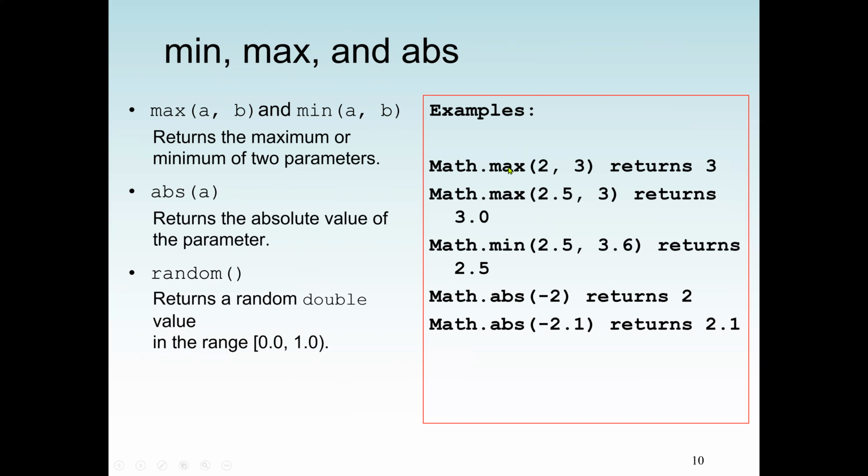So we are using max. Again, we start with the Math class first, dot max 2.3, so it will return 3. Math.max 2.5 and 3 still returns 3. Now Math.min 2.5 and 3.6 will return 2.5, that's the minimum. Then absolute value of negative 2 will return positive 2. Negative 2.1 will still return positive 2.1.